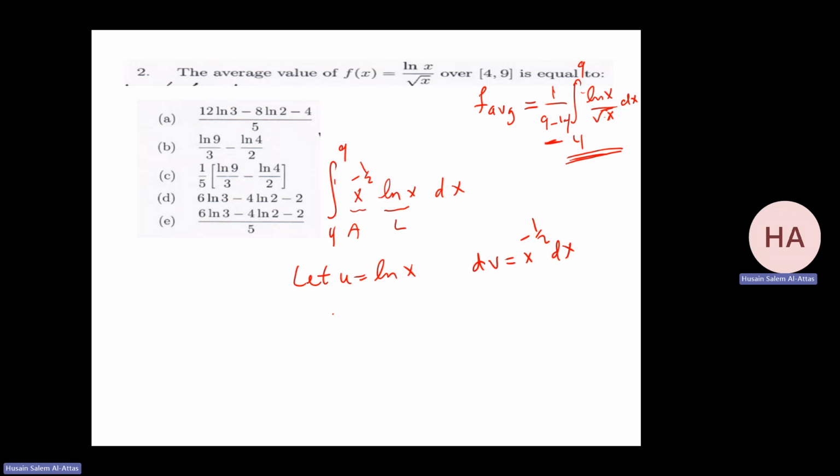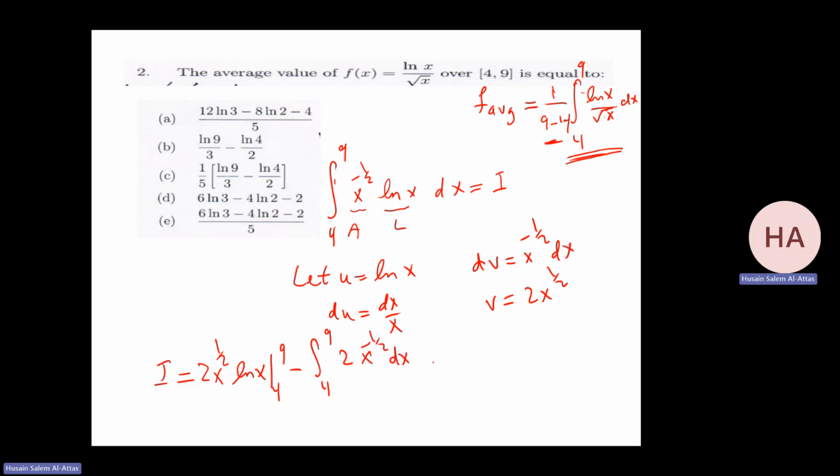Okay, so what is du? It will be dx over x. And what is v? 2x to the power half. I think you know how to do these things. Okay, so now let me call this I. So I will be what? uv, which is, now I need to do from 4 to 9, let me do it at the same time, 2x to the power half from 4 to 9, minus the integral from 4 to 9 of what? 2x to the power half over x, which is 2x to the power minus half dx.